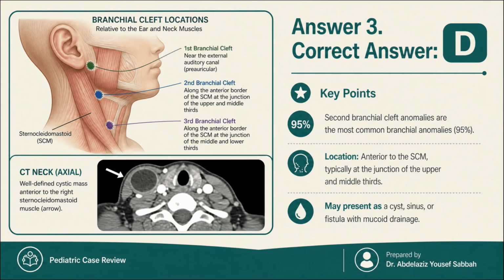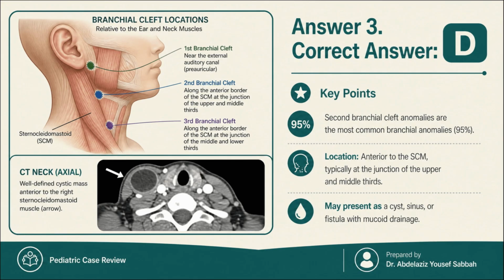Branchial cleft anomalies arise from incomplete obliteration of the embryonic branchial apparatus, and second cleft anomalies account for approximately 95% of all branchial anomalies. Their characteristic location is along the anterior border of the sternocleidomastoid muscle, typically at the junction of the upper and middle thirds. They may present as a cyst, a sinus opening on the skin, or a complete fistula with intermittent mucoid drainage, as seen in this patient since infancy.